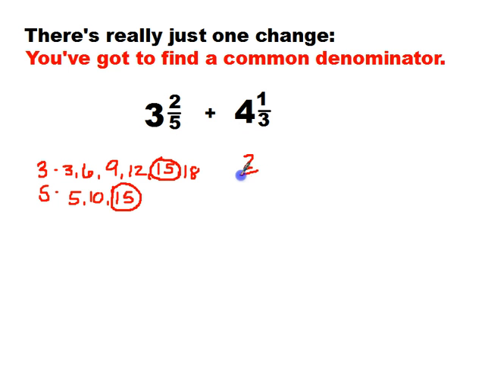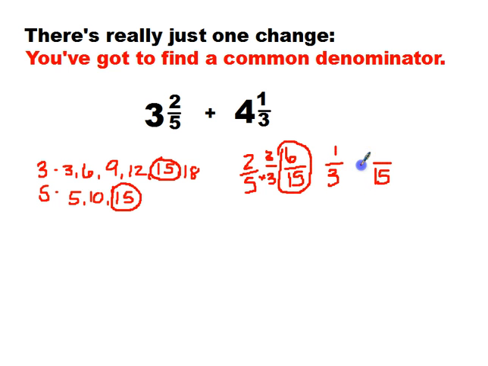So let's change 2/5 into 15ths. 15 divided by 5 is 3. So we're going to multiply by 3. Do it to the bottom, got to do it to the top. 2 times 3 is 6. So 2/5 is the same as 6/15. I'm going to make a note of that so it doesn't get lost in all of the numbers on my page. All right, let's change 1/3 to 15ths.